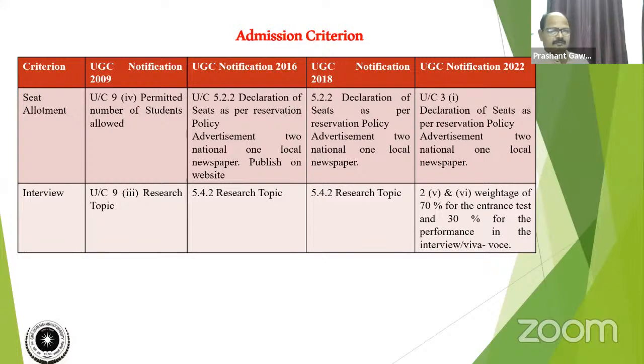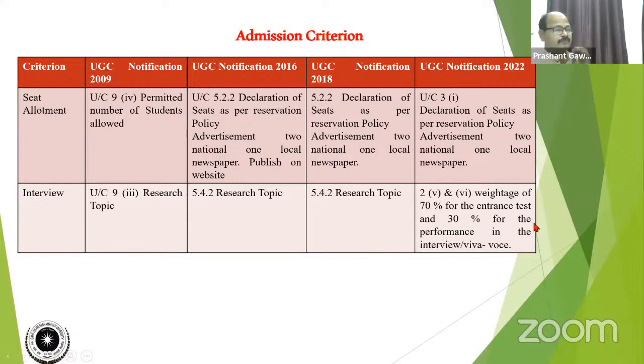Because here is the incorporation of interviews under 2009, under clause 9.3. The interview is only on the research topic. No weightage is given to the interview. Again, in 5.4.2 under 2016, the case is similar. In 2018, again, the case is similar.